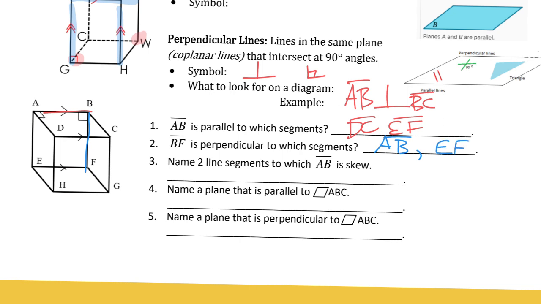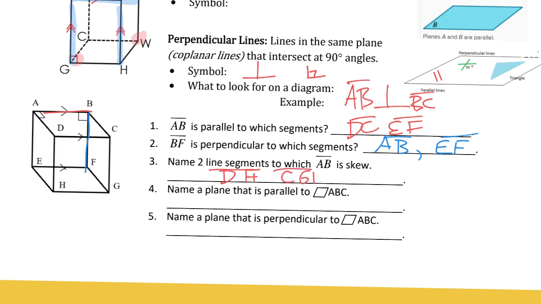All right, name two segments to which AB is skew. AB is our red line. Things that are skew can't be parallel, but they're not going to intersect. Two segments that would work could be DH, and you could also say CG.